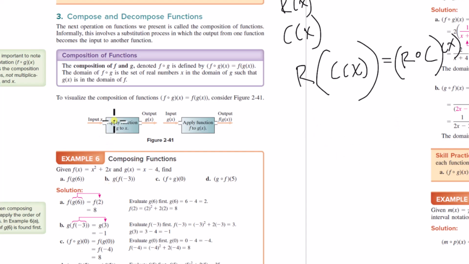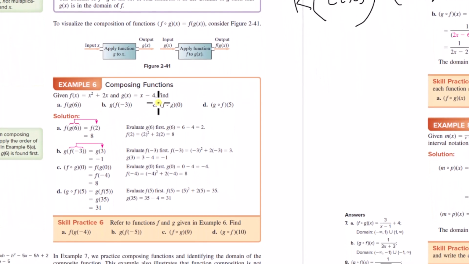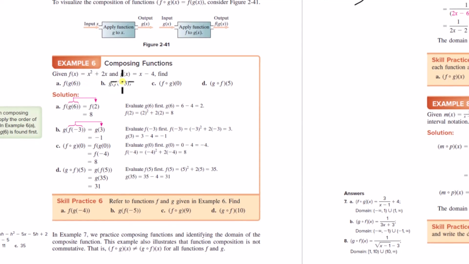They show this here. Input x, g of x, if that's applied to g of x, the output serves as the input into another function, and you get an output. That's the idea. And so they give some examples here. F of x is equal to x squared plus 2x. G of x is equal to x minus 4. And so you do f of g of 6, g of f of minus 3, and then they do f of g of 0. So we're going to work a bunch of examples like this.